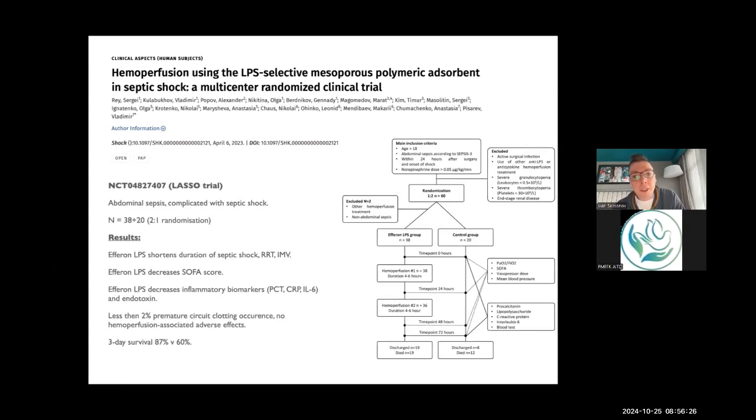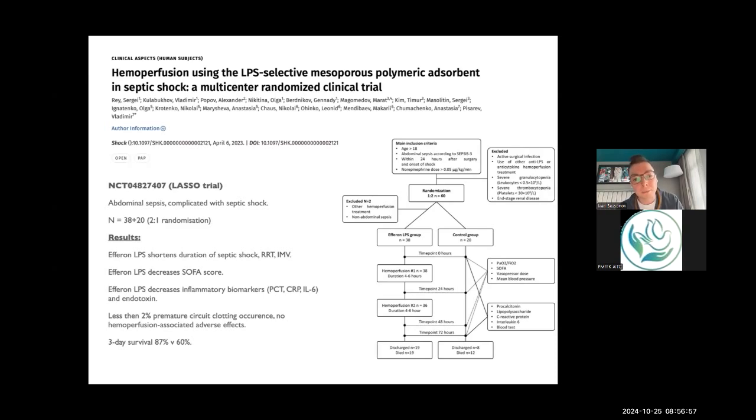And the biggest question is how good this idea is, because, you know, there is a huge number of nice ideas in biotechnology and physiology and medicinal chemistry which just don't work in the end. And an important thing about Efferon LPS is that there is evidence behind its use in sepsis and septic shock.